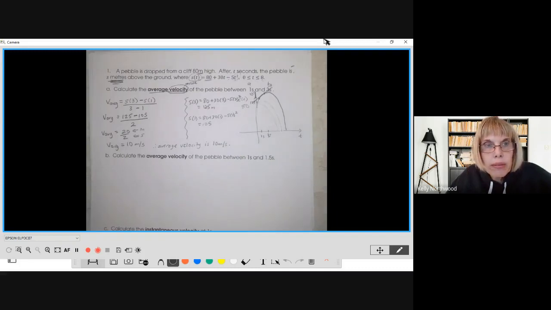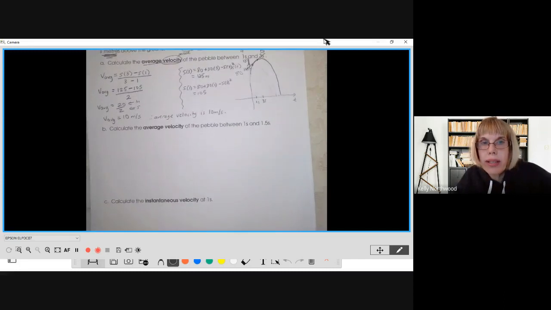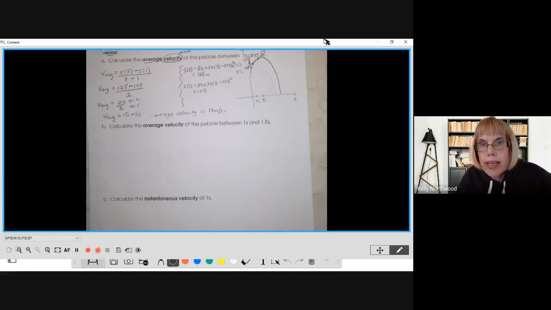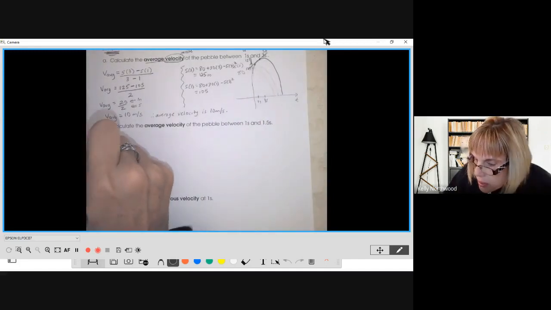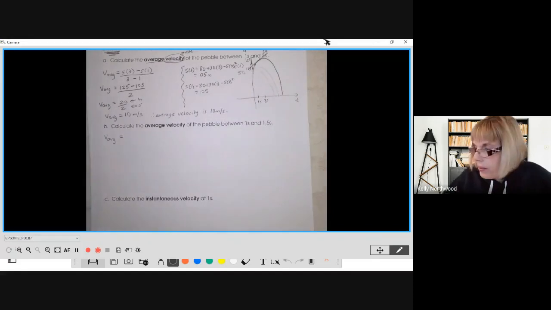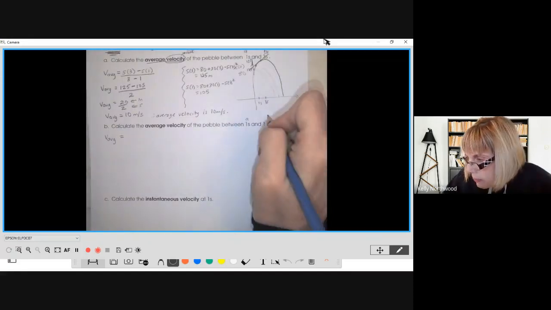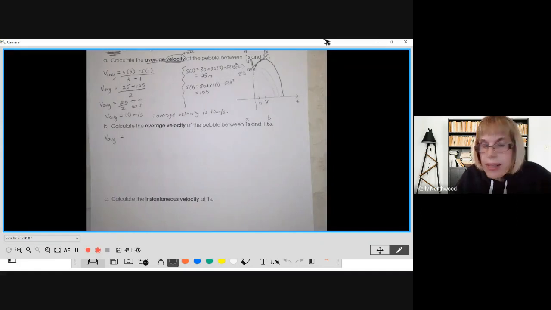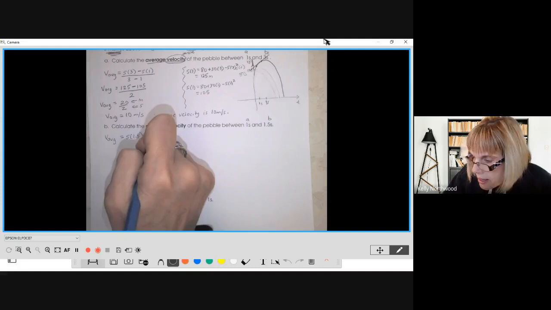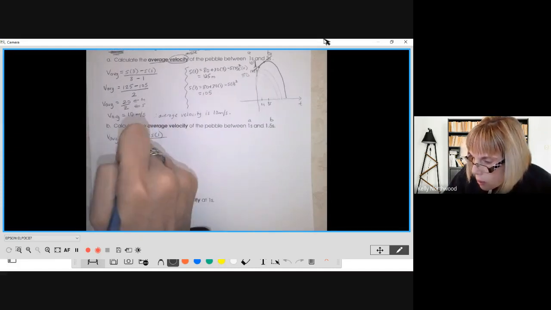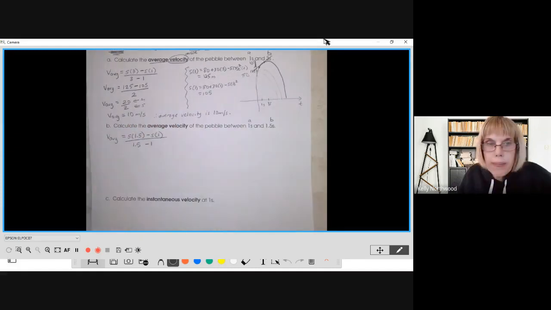Any questions about that one? Okay, so part B is the same type of question. Calculate the average velocity of the pebble between 1 second and 1.5 seconds. So our formula is going to set up the same, except this is my A again. This time B is going to be 1.5 seconds. So I want S at 1.5 minus S at 1 over 1.5 minus 1.